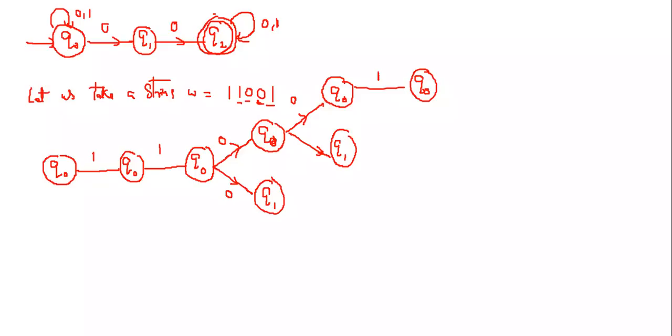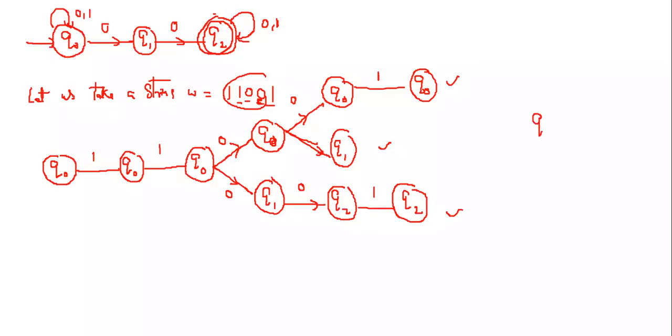Suppose you come in this way, after seeing 110 again you have 0. So what happens? Q1 on 0, you are directly going to Q2. Again, 1 on Q2, you are going to Q2 only. Now after reading this string, you have several paths. If you go like this you are here, or going like this you are here. So what are your leaves? Leaves are Q0, Q1, Q2.